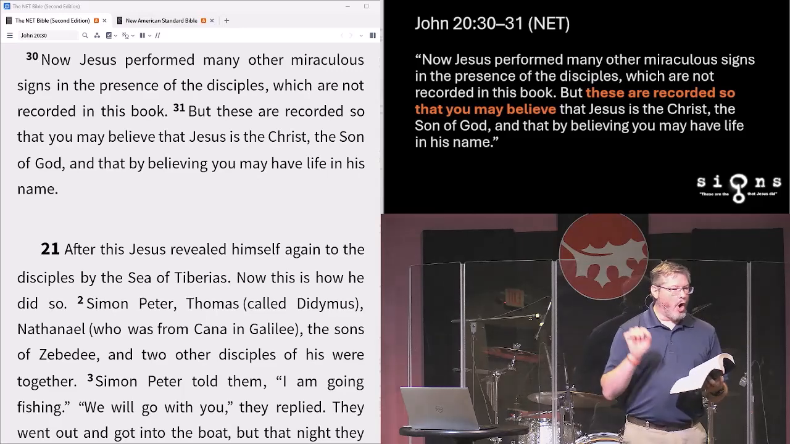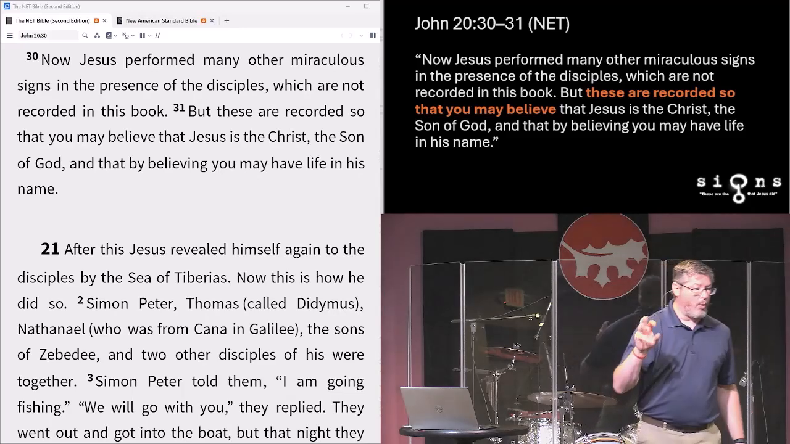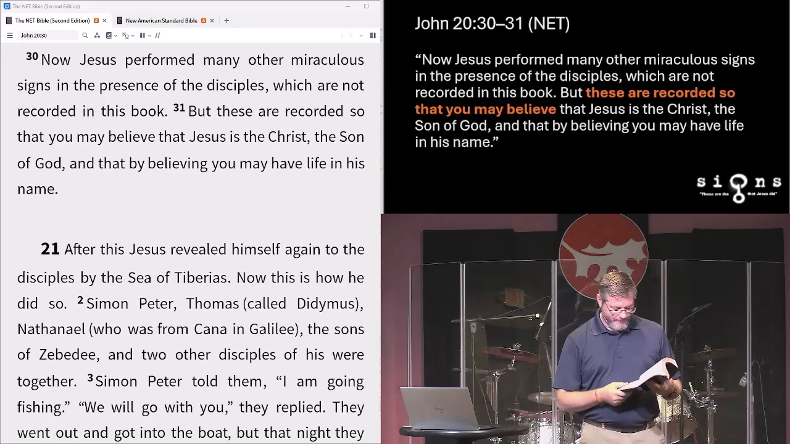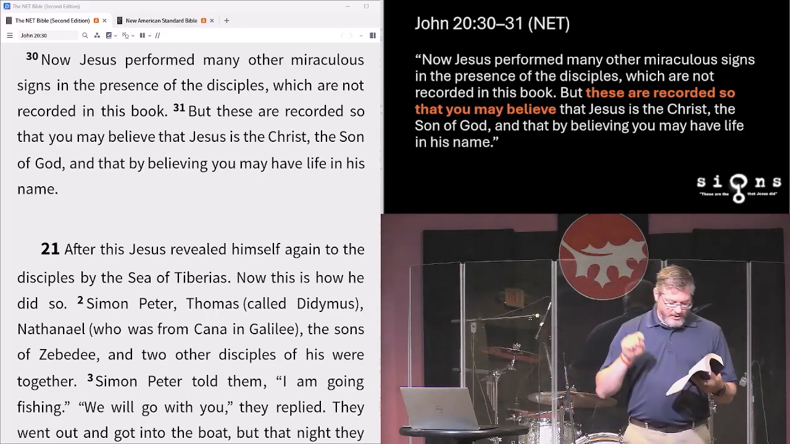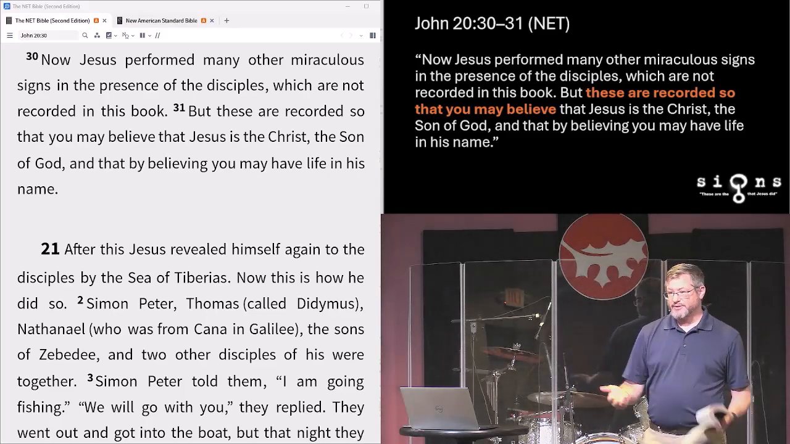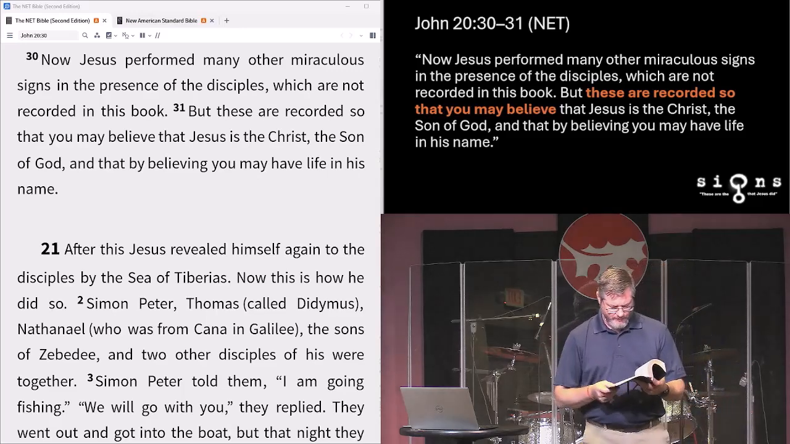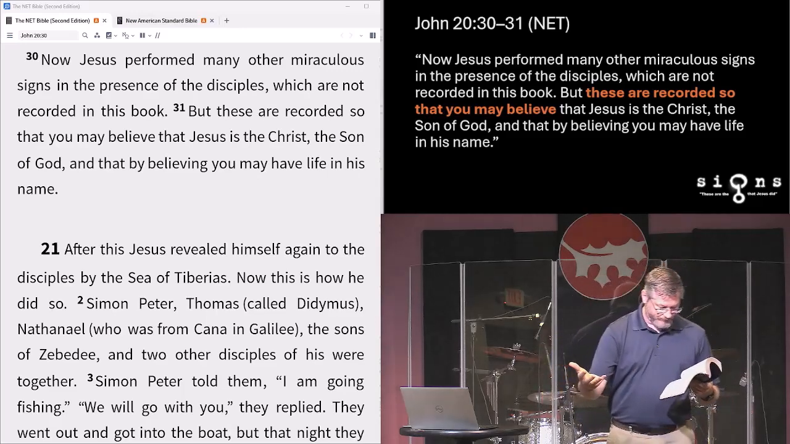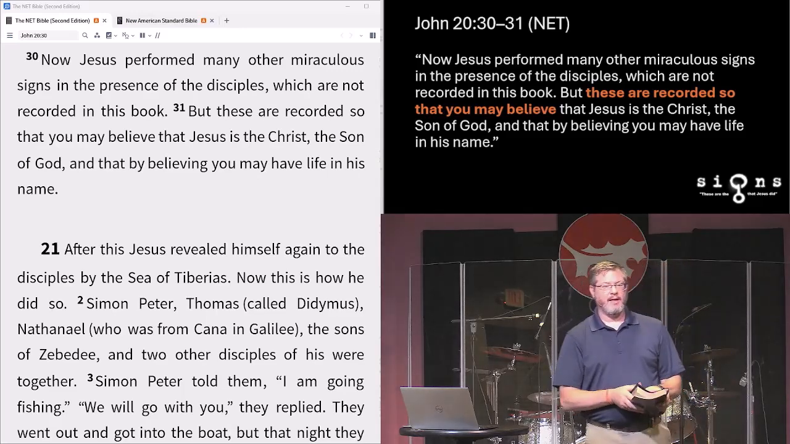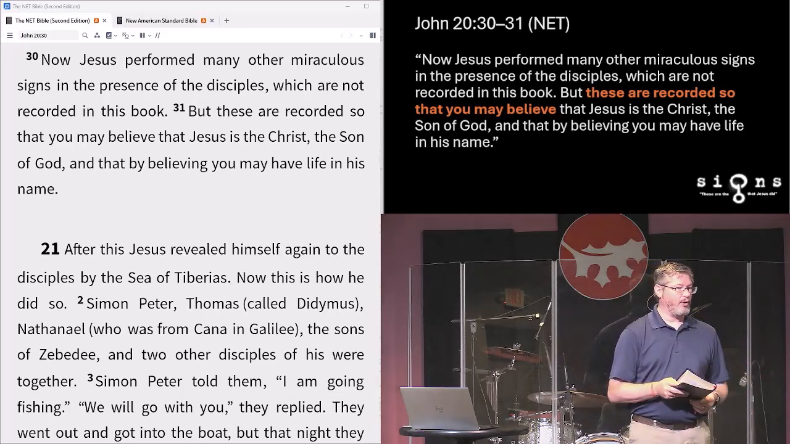But these are recorded so that, here's the theme of the whole book. Why did John write? Why did John choose to write what he wrote? These are recorded so that you may believe that Jesus is the Christ, the Messiah, the one appointed to save the world, the Son of God, and that by believing you may have life in his name. That's why John wrote this gospel.